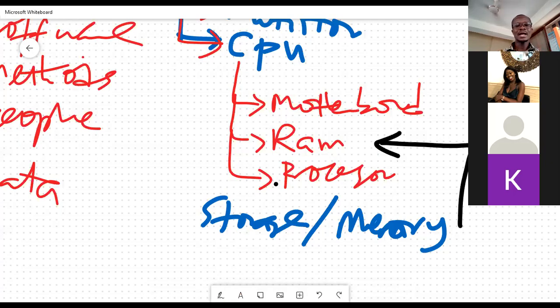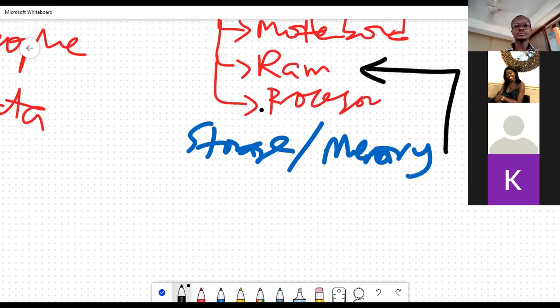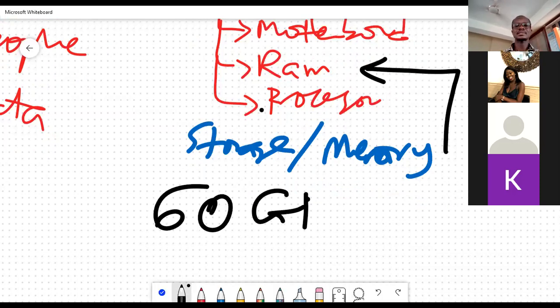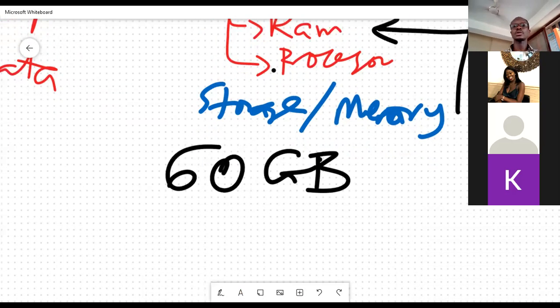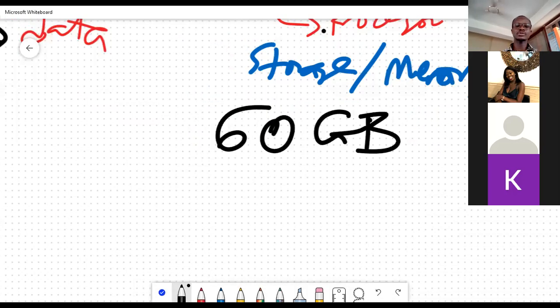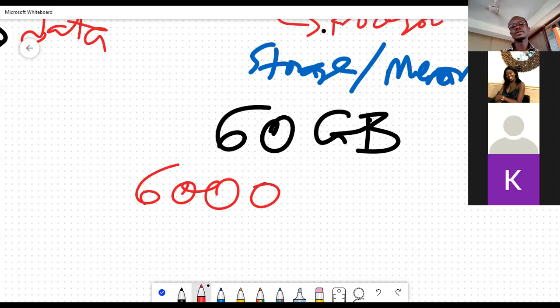So if someone actually asks you that, I'm just buying a computer which is 60 gigabytes. Okay, someone who has done some basic introduction to computers should know what he's referring to. He's actually referring to 60, not 600, but you add 3 zeros to it. You have 60,000 megabytes. That is what he's actually talking about.